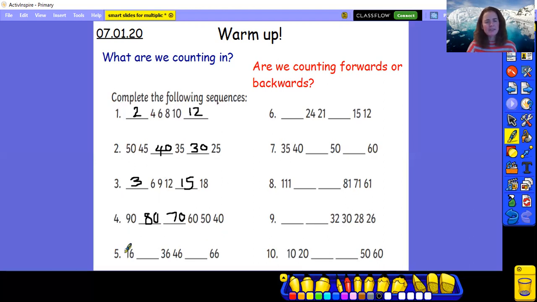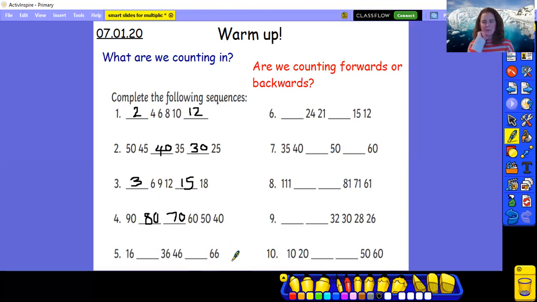Okay, we're starting on 16. Then we've got a gap. Then it says 36, 46, and a gap. Then 66. Now I want you to look at the ones digit. Look, that ones digit is always ending in 6. Then let's look at the tens digit. We've got 1 ten, then a space, then 3 tens, then 4 tens, then a space, then 6 tens. I wonder, what could the 2 missing numbers be?